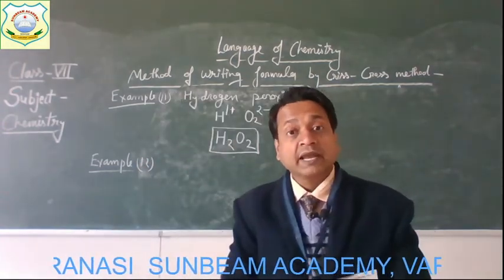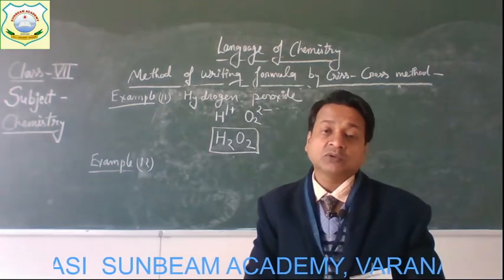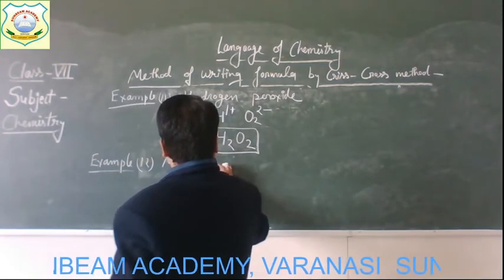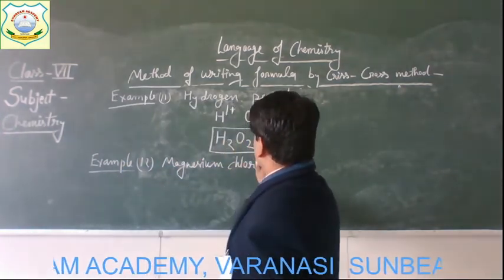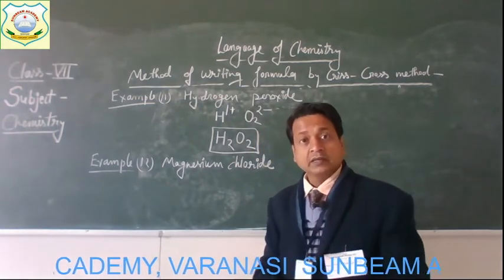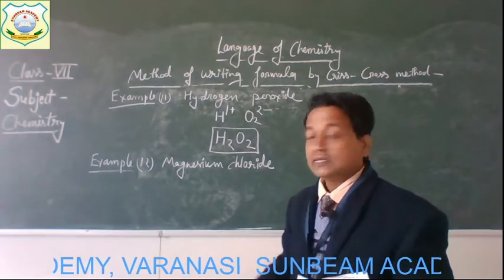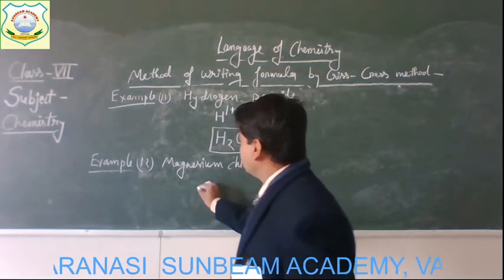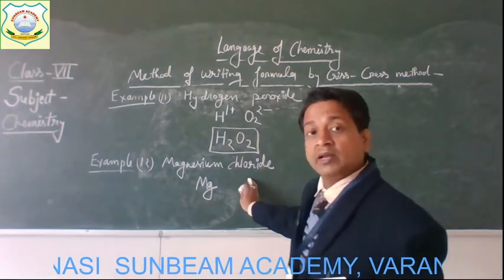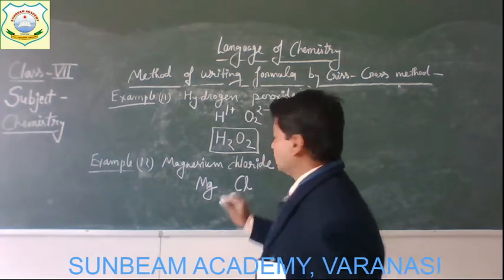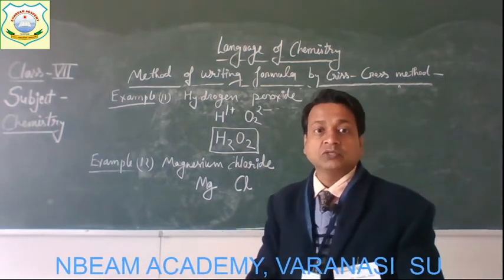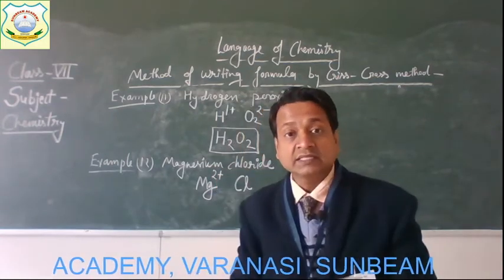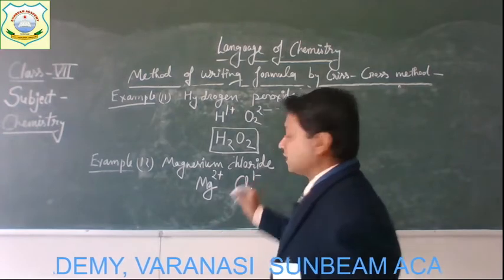Now we will write the formula of magnesium chloride. First of all, we will write the symbol of magnesium and chloride. Magnesium has the symbol Mg and the symbol of chloride is Cl. Now their valency is at the top. So the valency of magnesium is +2 and the valency of chloride is -1.